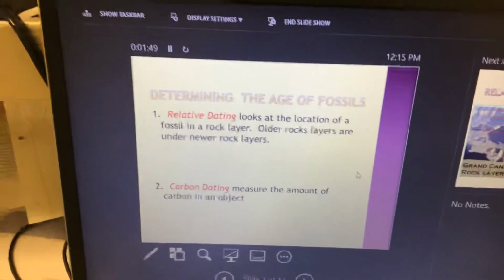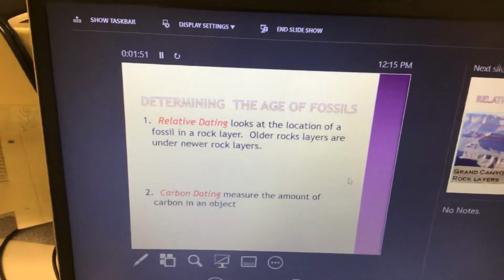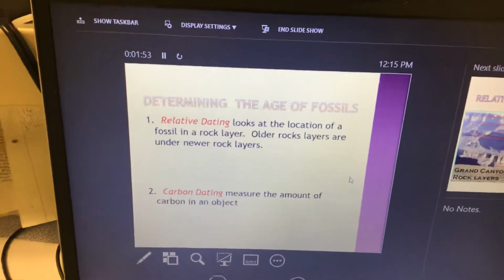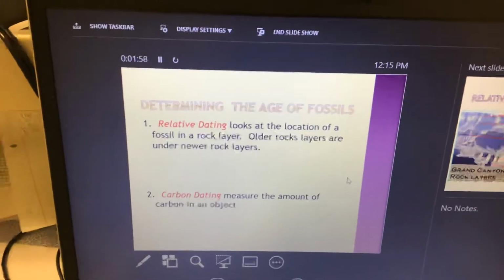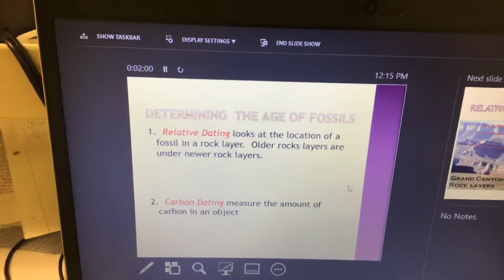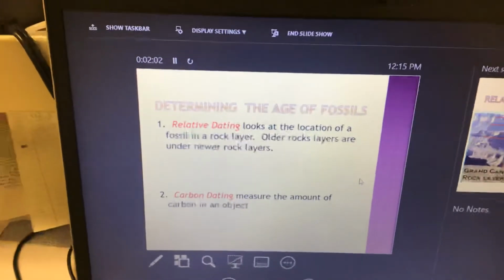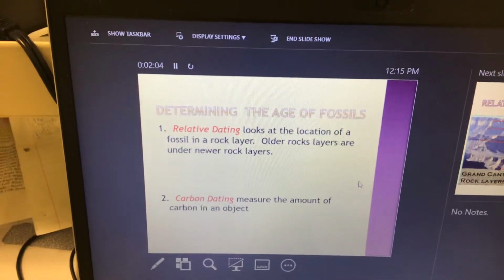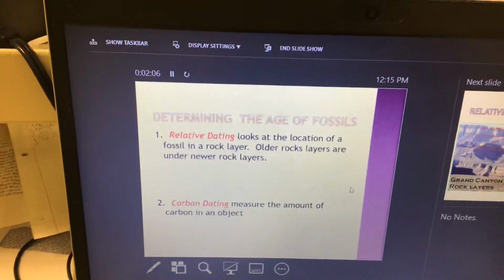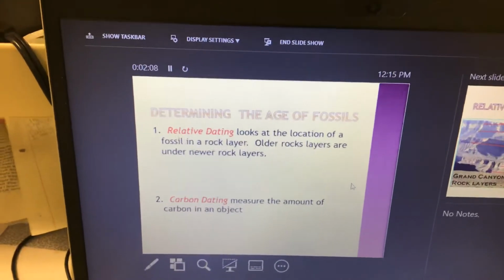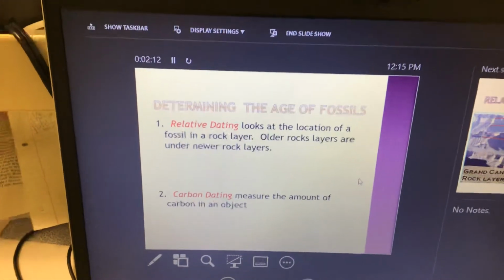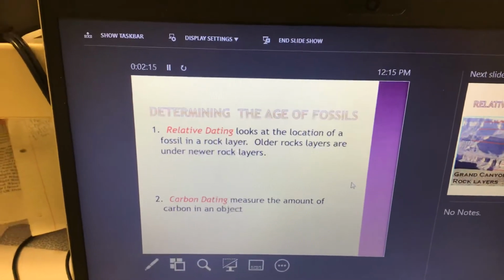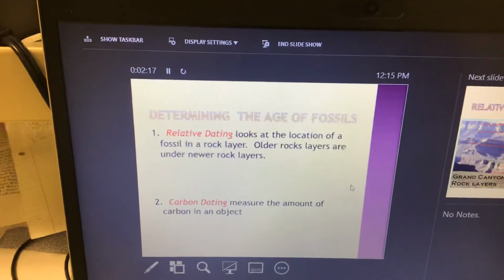Go ahead and write both of these down. Relative dating and carbon dating. So relative dating, what you're going to do to determine the age of a fossil, you're going to see where it is in the rock. If it's higher in the rock, it's younger. If it's deeper in the rock, it's older. So you can kind of tell what layer of the rock it's in will tell you about how old the fossil is.